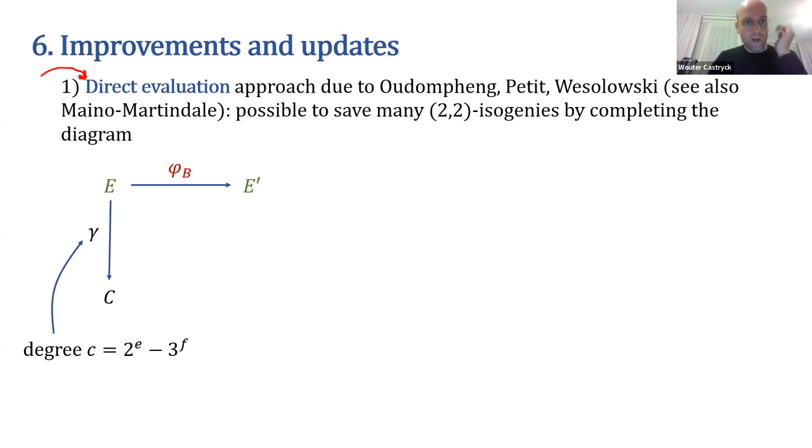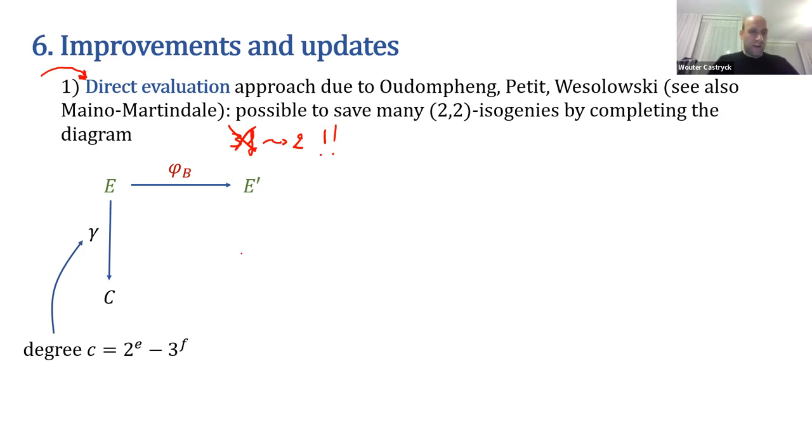In response to our implementation, Udom Fung, Petit, Wesolowski, and then also in parallel Maino and Martindale came up with this direct evaluation approach. Because in every step of our decision process, we have to run up to three chains of 2-2 isogenies, right? We have three options, and for every option, we have to compute a chain of 2-2 isogenies. And there are f steps, okay? So in the worst case, we have to compute three times f chains of 2-2 isogenies. But actually, it's possible to reduce this to just two chains of 2-2 isogenies, okay? And so this is much better, of course.